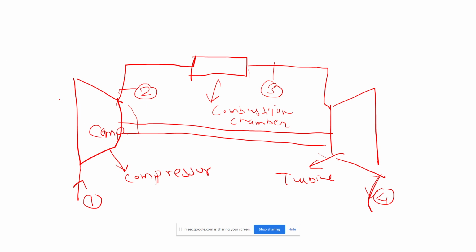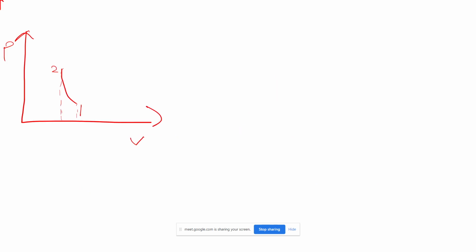Now, during process 1 to 2, what do we call it? Reversible adiabatic compression, also called a reversible adiabatic condition. There is another name called isentropic compression. Yes, isentropic compression will happen here.